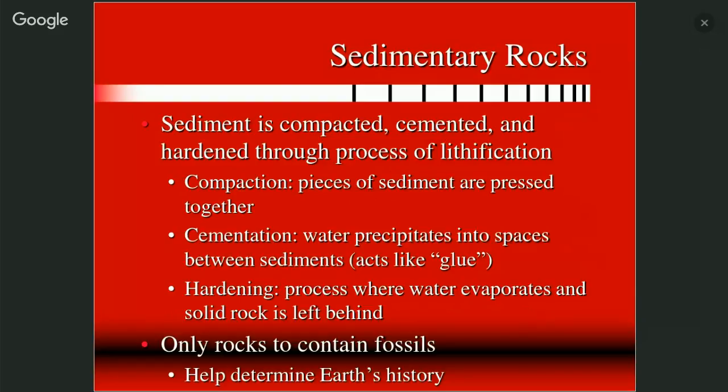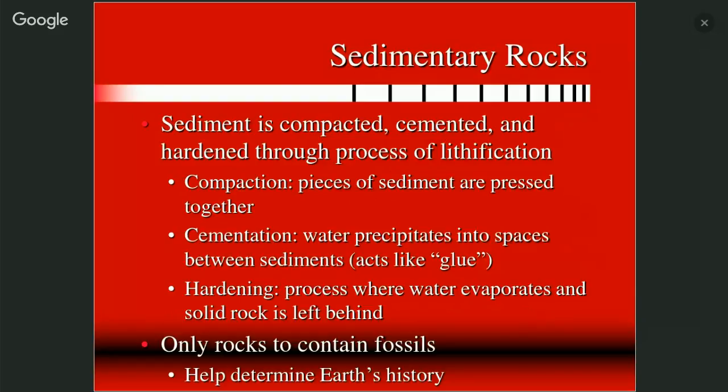Compaction is kind of what it sounds like. You're compacting things, pressing things together. So those pieces of sediment are pressed together. Cementation is going to occur when water precipitates into those spaces between the sediments. It's going to act like a glue, so kind of like cement. And then the hardening part is where, when the water evaporates, that solid rock is left behind. Those pieces of sediment are now physically attached to one another.